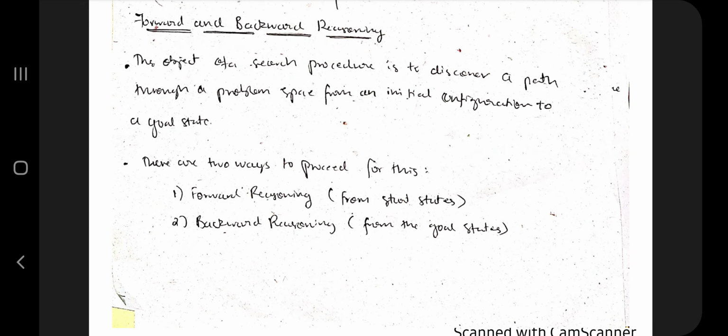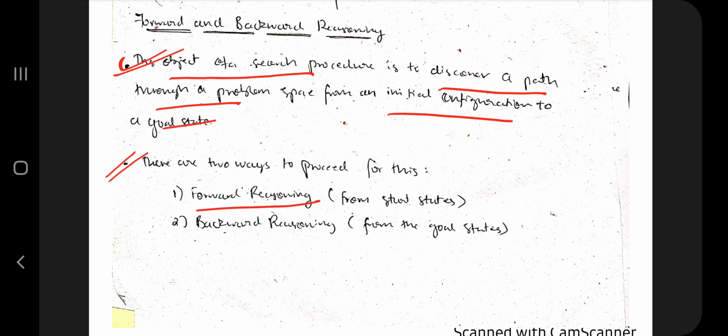So first thing you will be writing is the object of search procedure. To search something is nothing but to discover a path from the initial state to the goal state. That is nothing but the search procedure. So first thing you will be writing this, what is search procedure. Then you will be writing there are two ways to do that: forward reasoning and backward reasoning. In bracket you will write from start state to the goal state, and from the goal state to the start state in the case of backward reasoning.